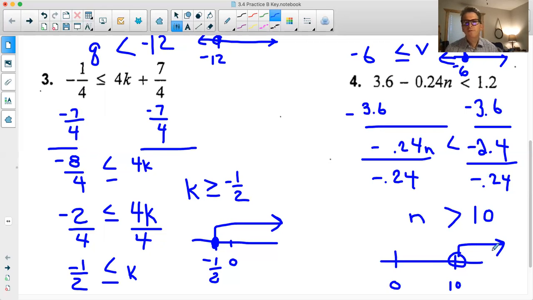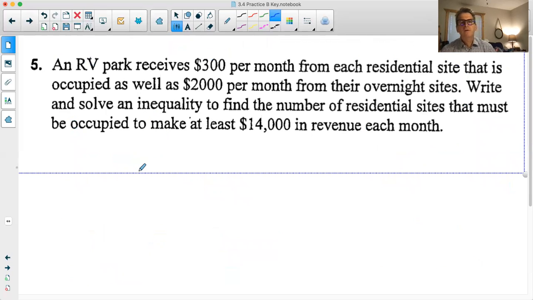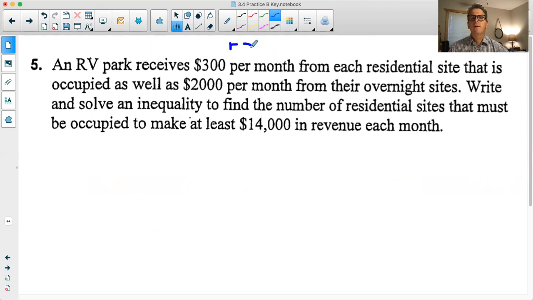Okay, and that's the first 4 questions of 3.4 practice B. Moving on to number 5. An RV park receives $300 per month. So if you were in my class the first trimester, whenever you see something that's $300 per month, that's a rate. Whenever we think of rate, that can be interpreted as slope.